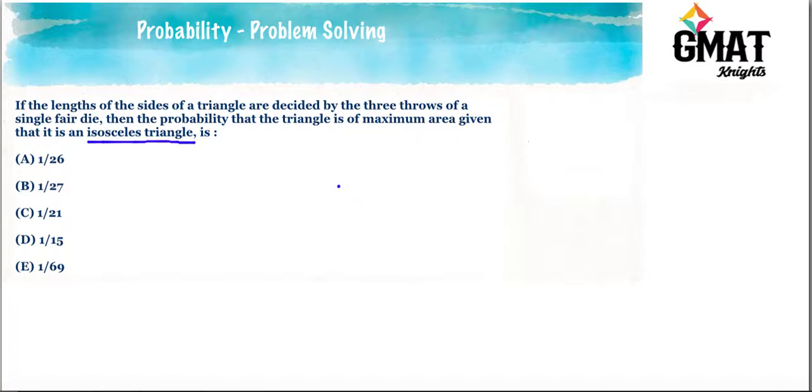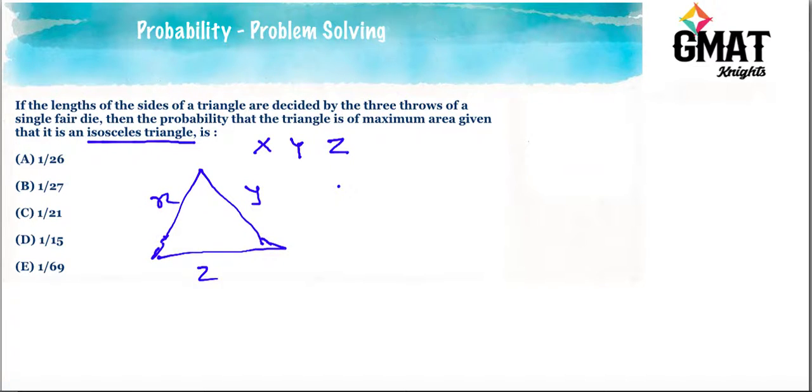So let's say that the three throws are represented by x, y, and z, and x, y, and z can take any value from 1 to 6 each, right? And that's how you will get the side of the triangle. So imagine if this is our required triangle and this is x, this is y, and this is z, right? Assuming that x and y are of same side lengths, meaning that x, y, z is the triangle. So this is an isosceles triangle.